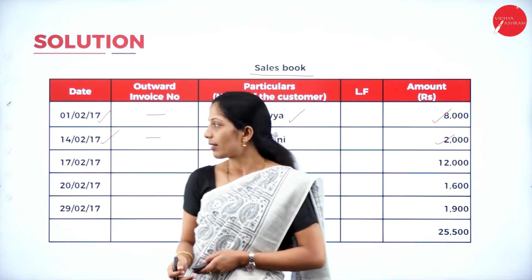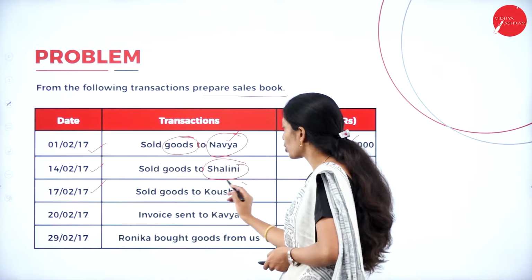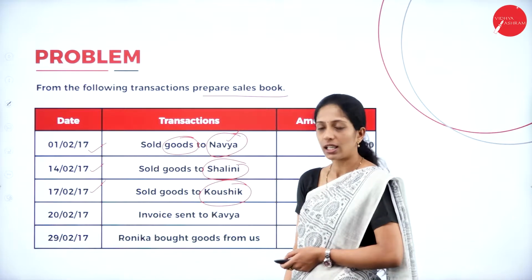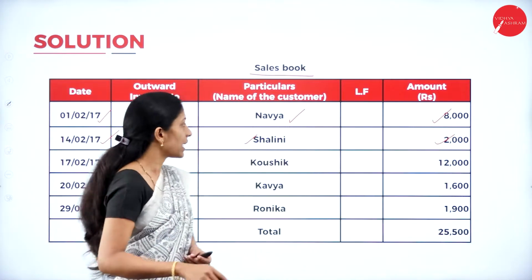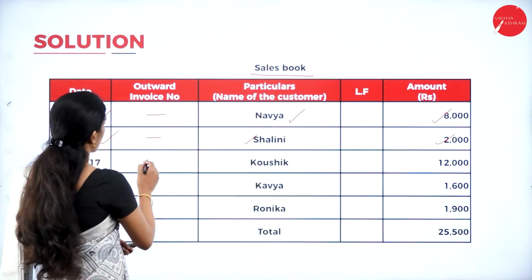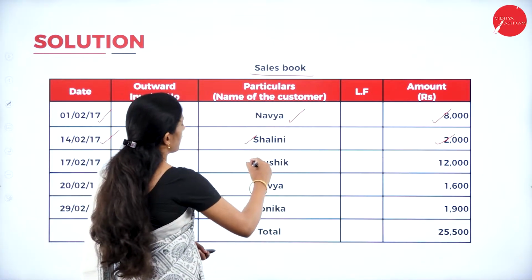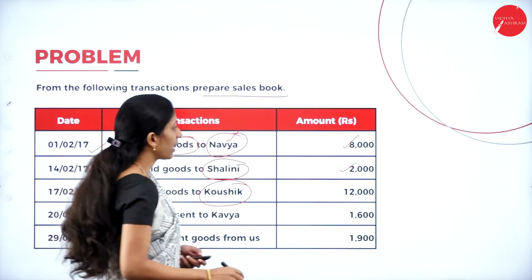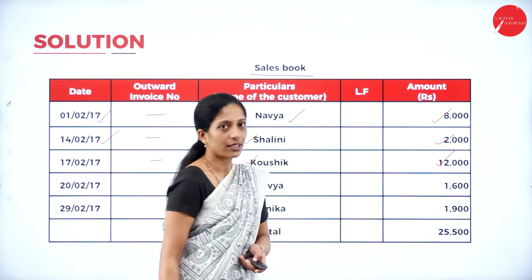Now, coming to the third transaction, that is 17/2/2017, sold goods to Kaushik. So, this is also on credit basis. So, write the date 17/2/2017 and there is no outward invoice number. So, let it be blank and the name of the customer is Kaushik, and what is the amount? Amount is 12,000. So, write the amount 12,000.